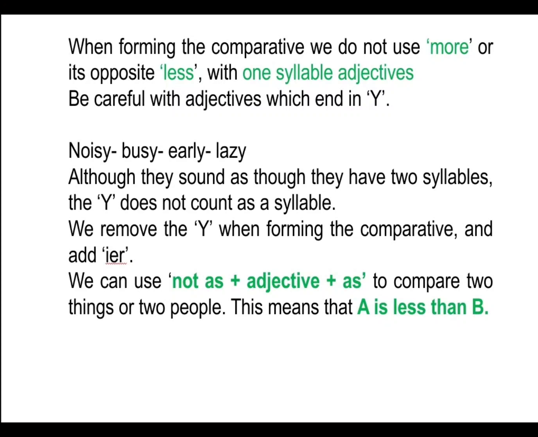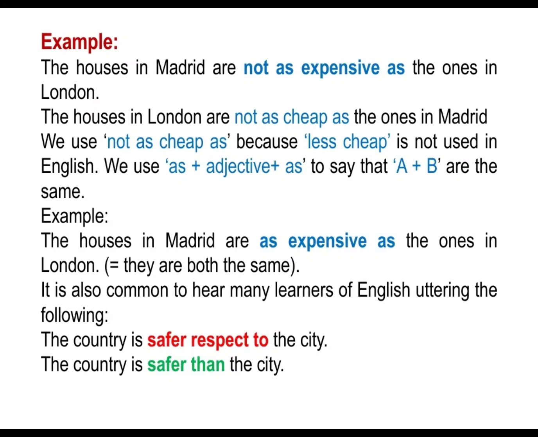We can use "not as" plus adjective plus "as" to compare two things or two people. This means that A is less than B. Example: the houses in Madrid are not as expensive as the ones in London. The houses in London are not as cheap as the ones in Madrid. We use "not as cheap as" because "less cheap" is not used in English.